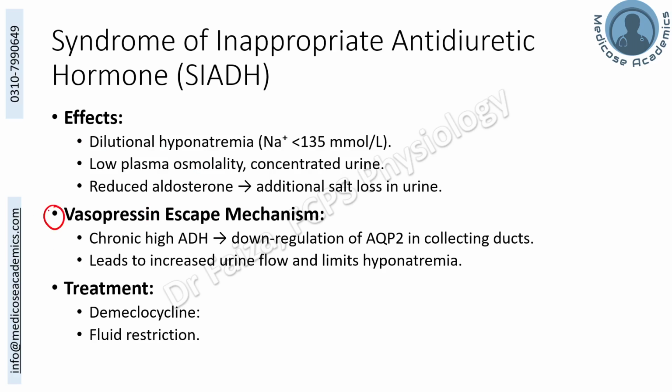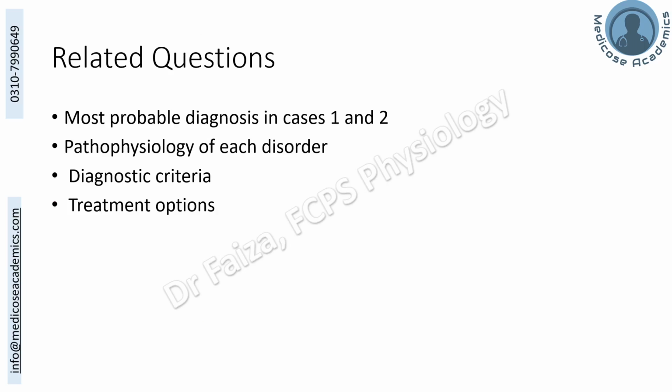Vasopressin escape mechanism is an important aspect. Despite having chronically high ADH, the patient may not present with edema, because when the ADH is high for a prolonged time, the aquaporin receptors may be downregulated in the collecting duct. That will ultimately result in increased urine flow and limit hyponatremia. So this is the normal physiological response to a chronically raised ADH level, and we call it vasopressin escape mechanism. To treat it, antagonists of vasopressin receptors are given, like demeclocycline, and fluid should be restricted. And this is what we have discussed about these scenarios: the diagnosis, pathophysiology, diagnostic, and the treatment options.